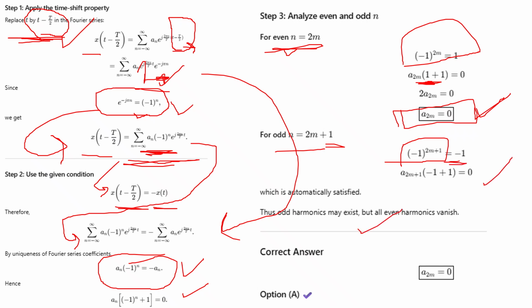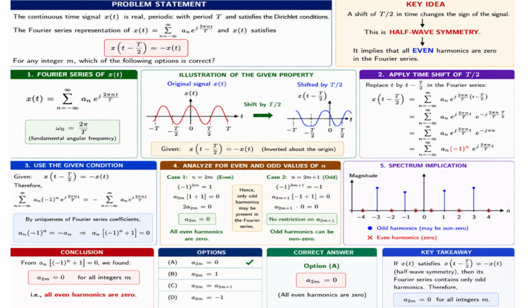So it means that your a 2m will always be 0. Means all the harmonics, the even harmonics, will be 0. Okay, so your answer is in a different manner. Here you can retry to understand. So this condition is given here, and this is your exactly x of t.